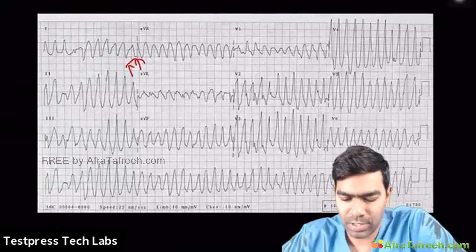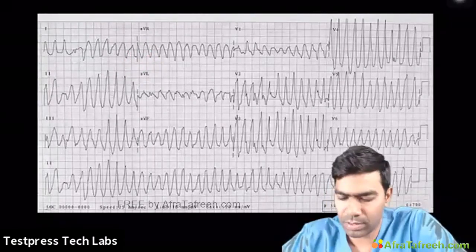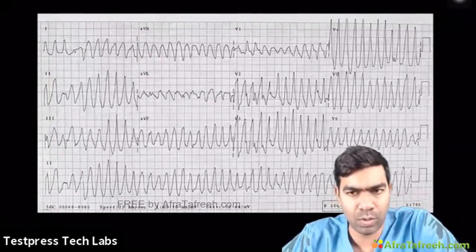This is a typical ECG of a Torsades. This is a TdP. Why is it a TdP? Because there's a relatively slower change. It will basically be a long QT only, but a relatively slower change is there.